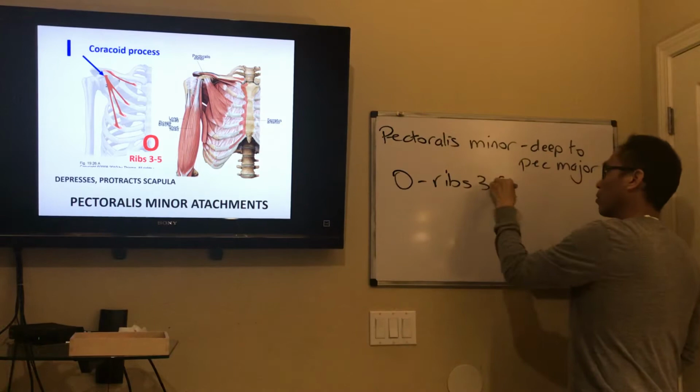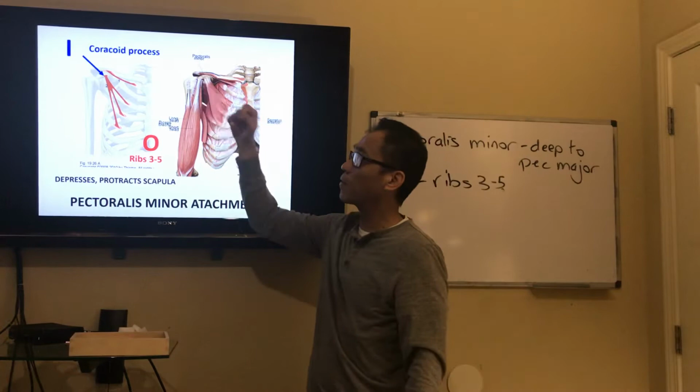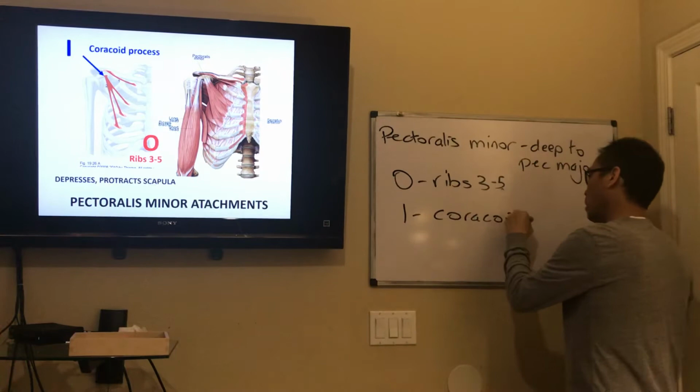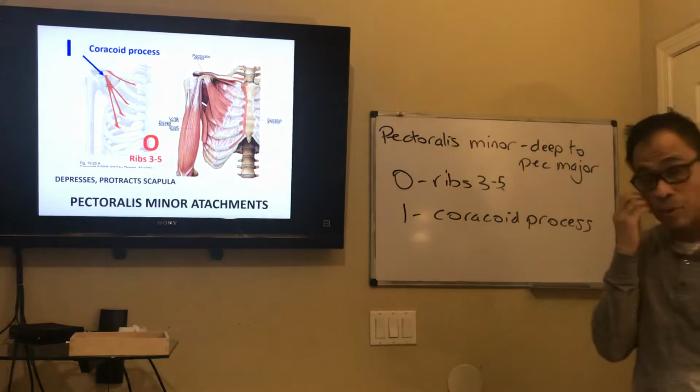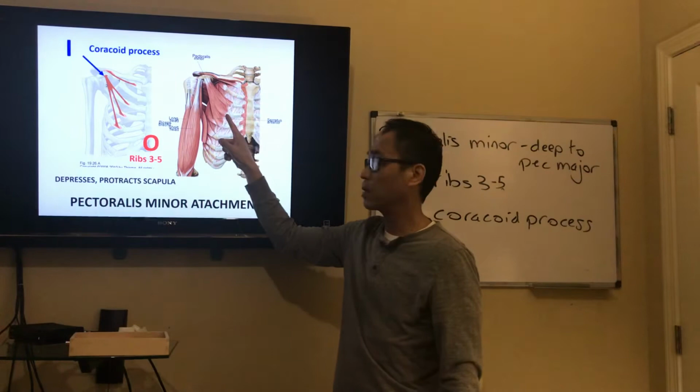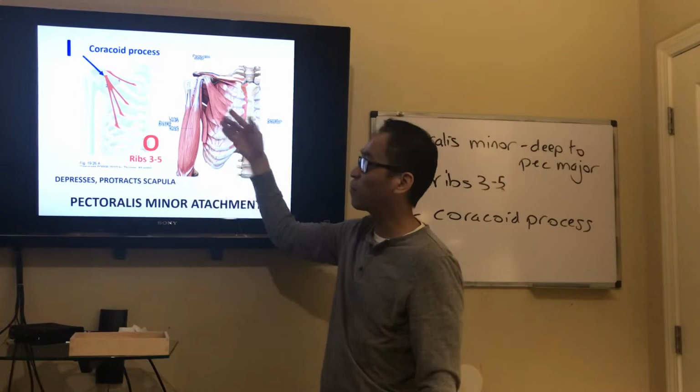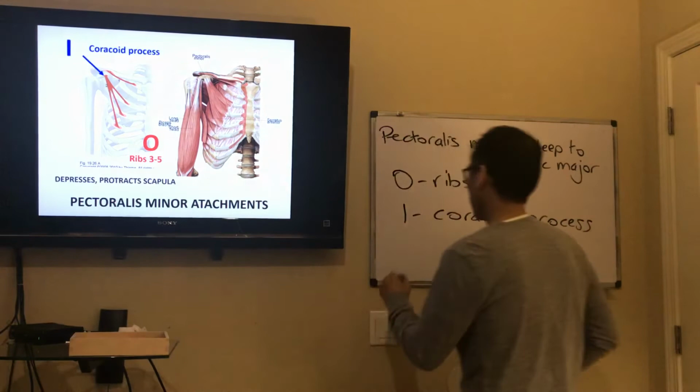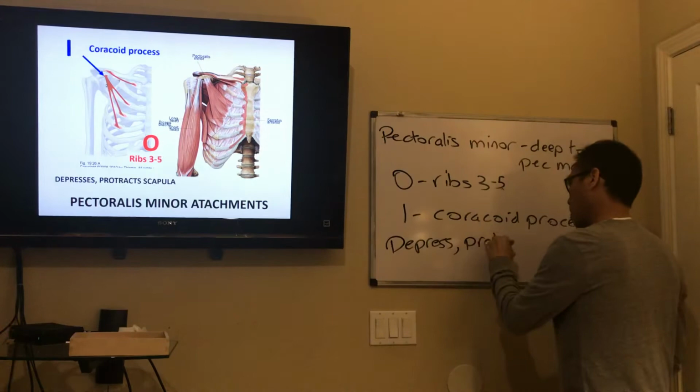Ribs 3 to 5, and those muscles converge up, pulls on the coracoid process of the scapula. You remember that process, we call it the bird's beak in that lecture. So when it contracts, it kind of pulls down on the scapula. It can also pull the scapula forward a little bit because this is in the front. It's reaching back to attach the scapula, so it can pull it forward a little bit. So that's why its actions are depress, protract scapula.